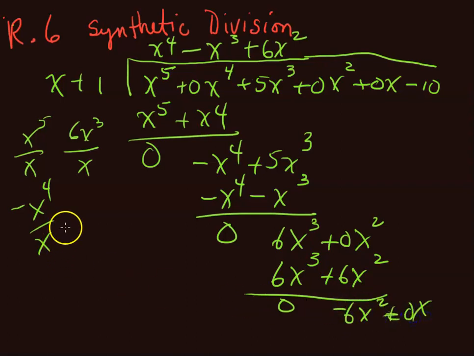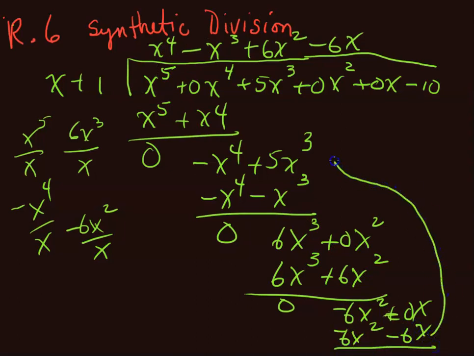Bring down the 0x. Negative 6x squared over x is negative 6x. Times this is negative 6x squared. Times that is negative 6x. Subtract, and you get 0. And when you subtract, it would be positive 6x. Bring down the negative 10.